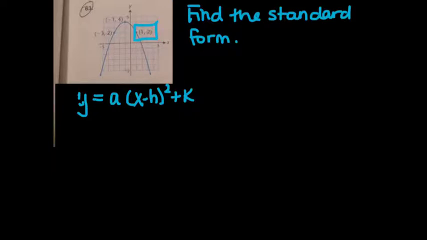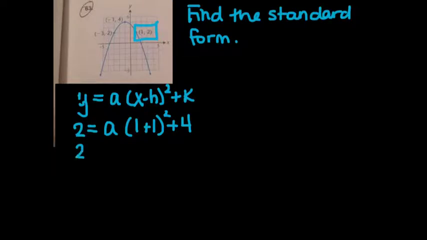That additional point, that 1, 2, allows me to plug the 2 in for y, equals, I'm trying to solve for a. X comes from that point, so I'll have 1 minus the x-coordinate of the vertex, so minus a negative 1, which is the same as plus 1. So I have 1 plus 1 quantity squared plus 4. The 4 comes from the y-coordinate of the vertex.